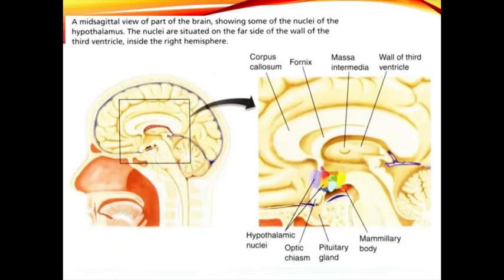So, ayan. Makita natin dito, mid-sagittal view of the part of the brain, showing the nuclei of the hypothalamus. So, here's the limbic system. Corpus callosum, fornix, ayan. Is the hypothalamic nuclei, hypothalamus, optic chiasm, pituitary gland, no? And mammillary body. Yung iba, wag nyo nang intindihin yan. Hindi nyo na kailangan identify pa yung parts.